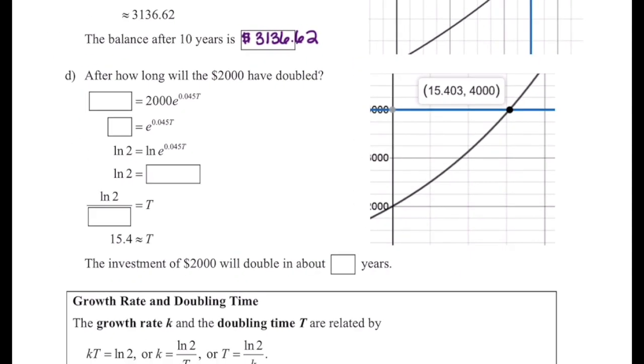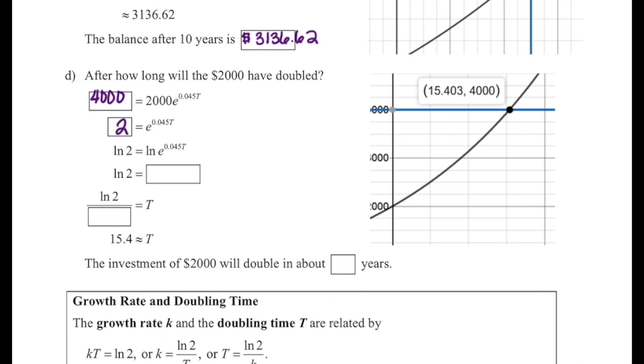Similarly, after how long will the $2,000 have doubled? Well, double our money would then be $4,000. So we want to know how long it will take to earn $4,000 in this account. So I have y is equal to 4,000 and then our function on the right-hand side, where we now can solve by dividing both sides by 2,000.